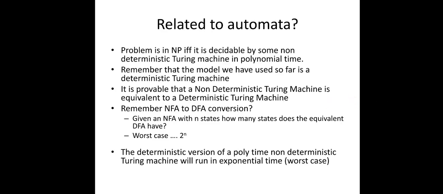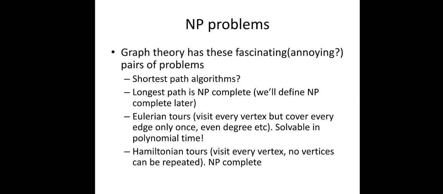Okay, so it is also related to automata. Let us see some examples of NP problems. Graph theory has this fascinating set of problems like the shortest path algorithm, that is Dijkstra's algorithm. Longest path is NP complete. Then you have Eulerian tours, right? It is solvable in polynomial time.